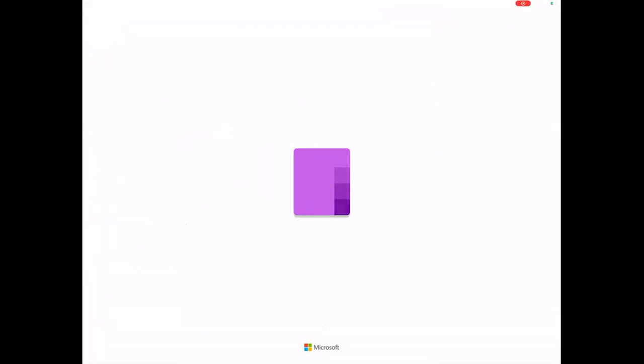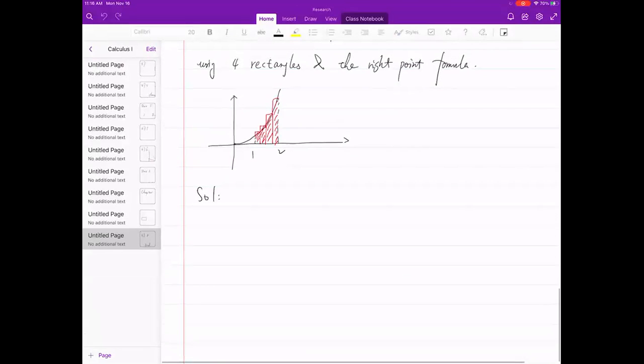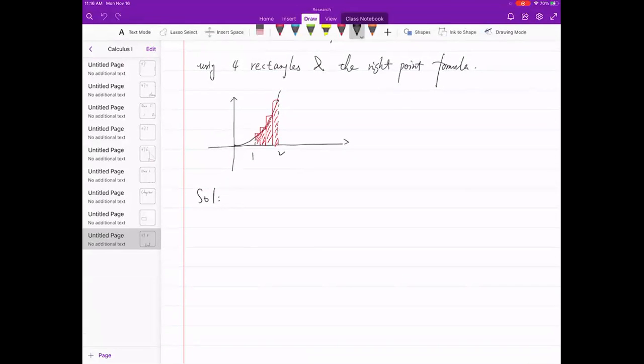Step 1, take the interval [1, 2]. Cut it into 4 parts. What you have here is 5/4, 3/2, and 7/4. You count it, you have 1, 2, 3, 4, you have 4 intervals of equal length. The width is going to be (2 minus 1) divided by 4, which is 1/4 each.